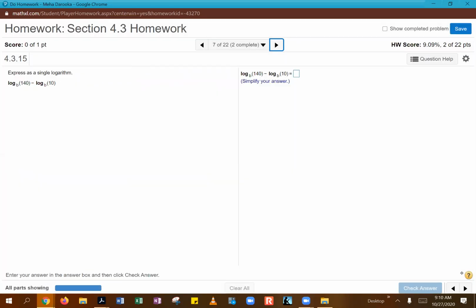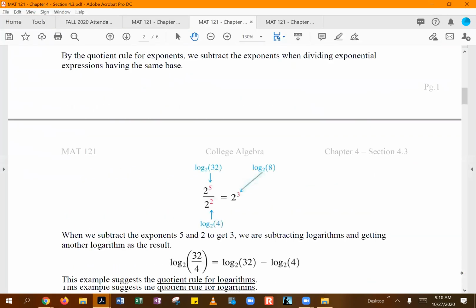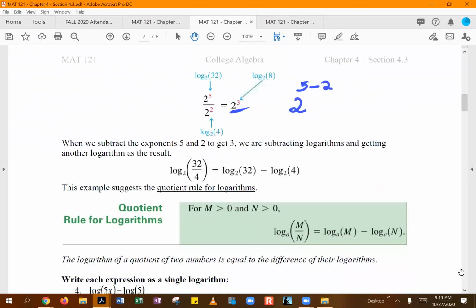Okay, so this is now getting into our quotient rule. Again, the quotient rule for exponential functions is if you have the same base and you are dividing them, then in this case, you take that base 2 and then we subtract our exponent. So the top exponent goes first minus the bottom exponent. So 5 minus 2 will give us 3, and that's how we come up with 2 to the power of 3.